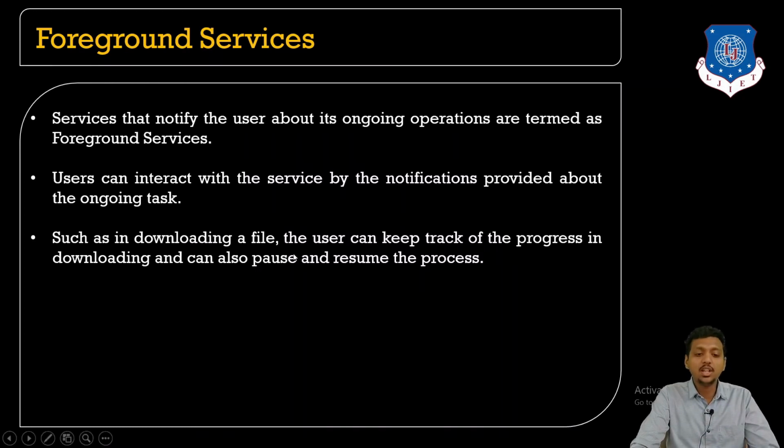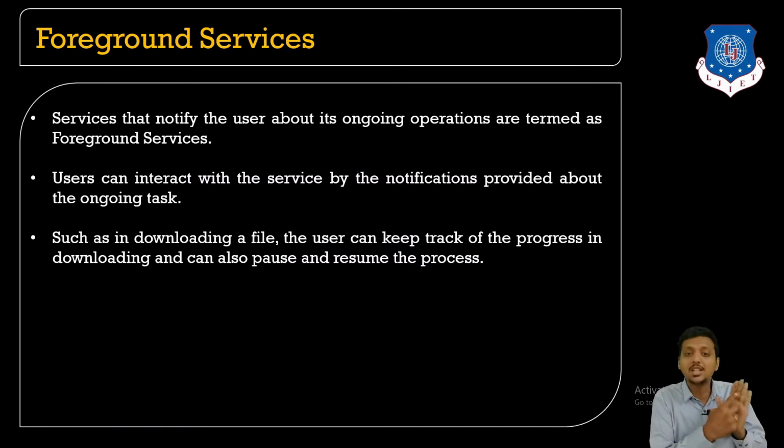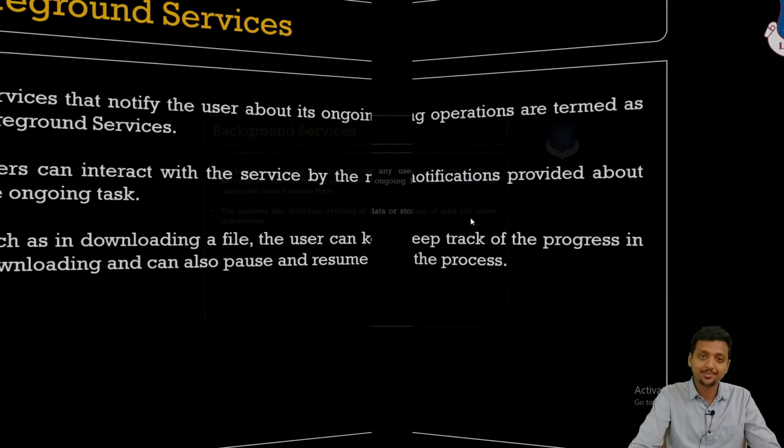See, when downloading a file, the user can keep track of the download progress and also pause and resume the process. If you try to download something from the internet, you can easily see on the top bar of your smartphone that the file is currently downloading. If you want to pause it or start it, you can easily do that. So that is an example of a foreground service.